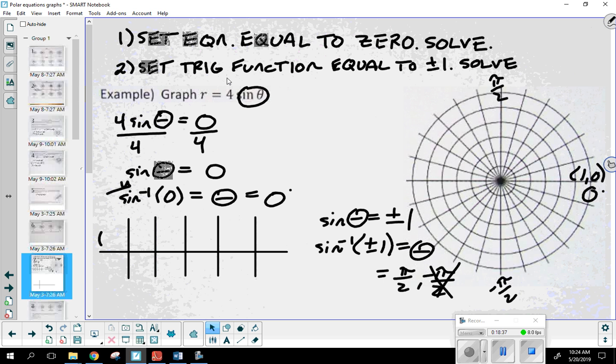Okay. All right, so let's kind of think about why we did this. Set the equation equal to 0. Set the trig function equal to plus or minus 1. Now, I'll tell you, we're trying to find information about the radius. But can anybody tell me what is it that we're actually trying to find? This is actually telling me the locations where the radius is what?